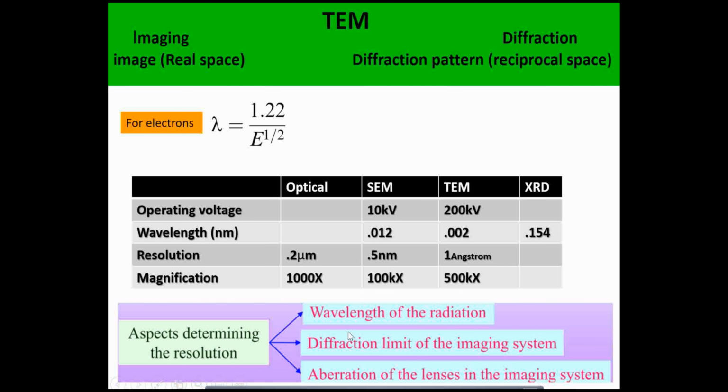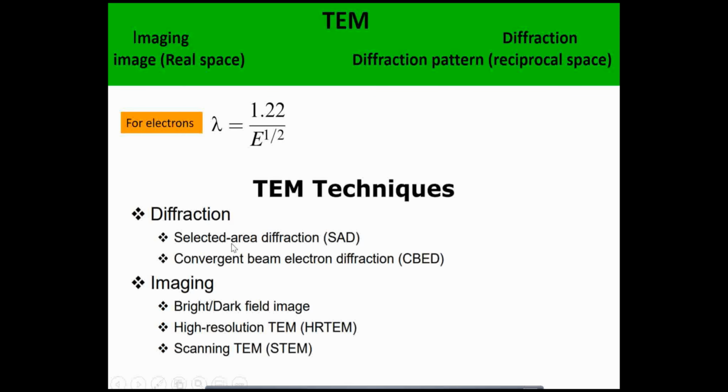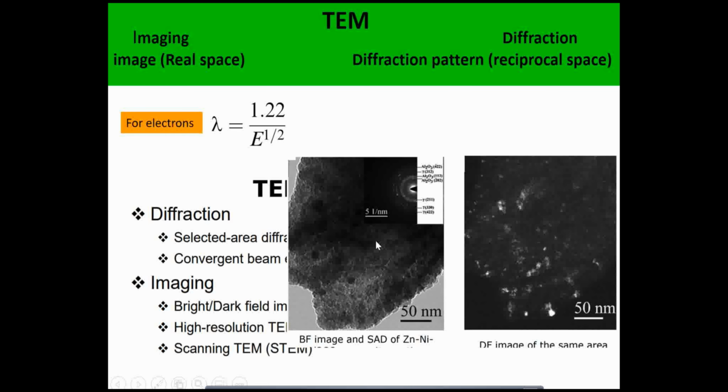In TEM we can have diffraction and imaging. Imaging, first we will see. In imaging, we can have bright and dark field images, and then HRTEM. Bright field and dark field are similar to the optical microscope. So you can see images like this. This is the TEM image of one particular sample. You can see the bright field image, and this is the dark field image. Depending upon whatever you want to see, you can use any of them.